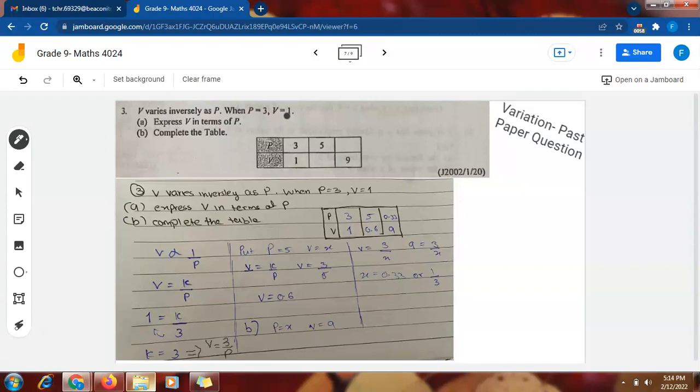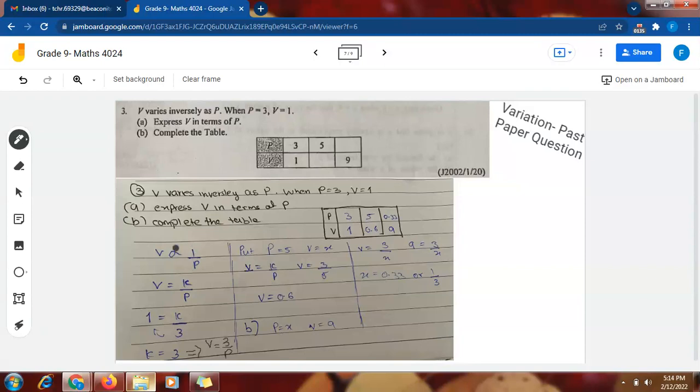First, I am reading the question. The question says that V varies inversely as P. Varies means variation, so this is a question from variation, and the relation between V and P, the two variables, is inverse. I will start off by writing the mathematical form of this sentence. Since V is first, I will write V first, and then varies means proportional. This is the sign of proportional. And since this is inversely proportional, I have to write P in the denominator. So I will write 1 upon P.